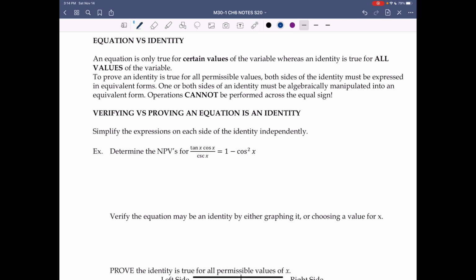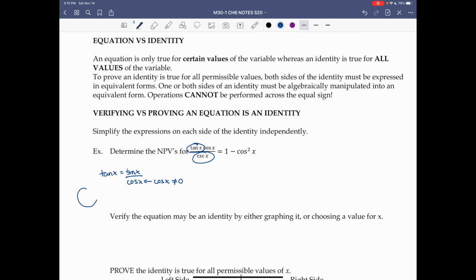Example, determine the NPVs for tan x cos x over cosecant x equals 1 minus cos squared x. So where would we have fractions? First of all, we have a cosecant x on the bottom of a fraction. We also have tan x, and tan x is sine x over cos x, which means that cos x cannot equal 0.